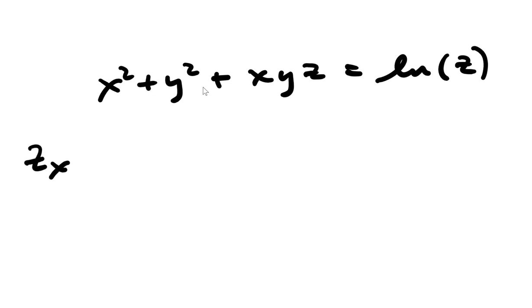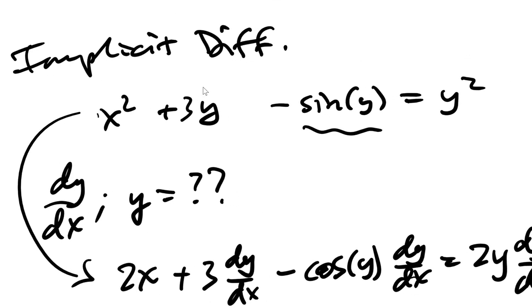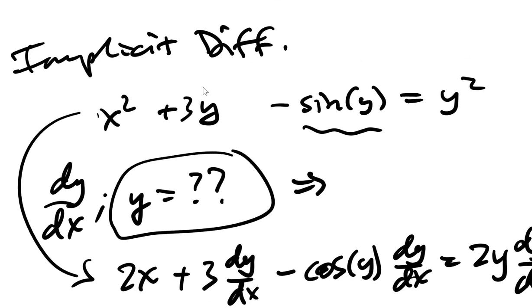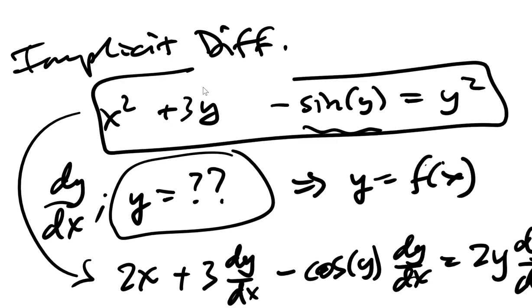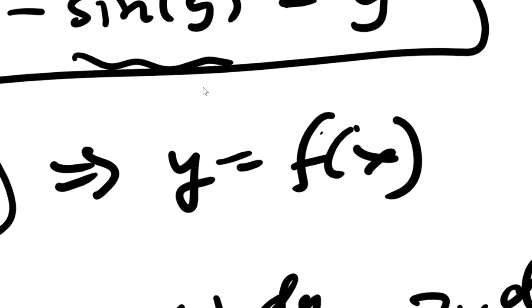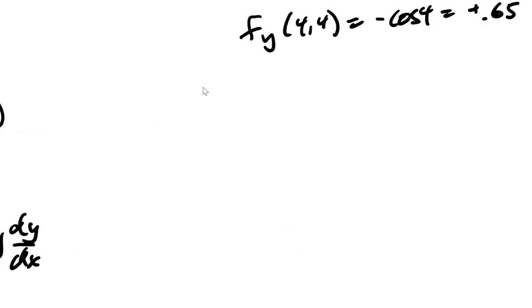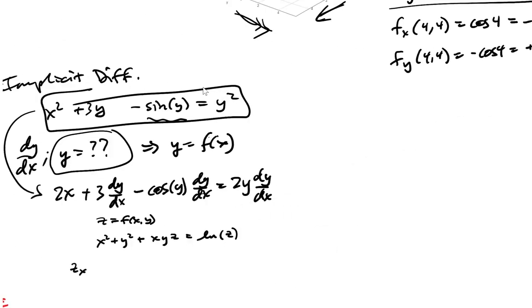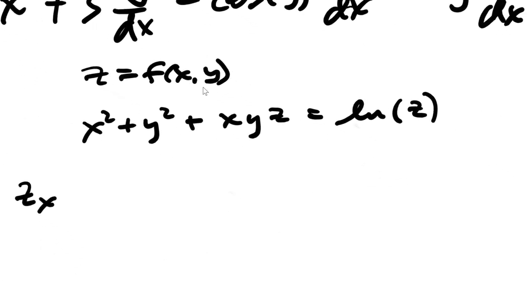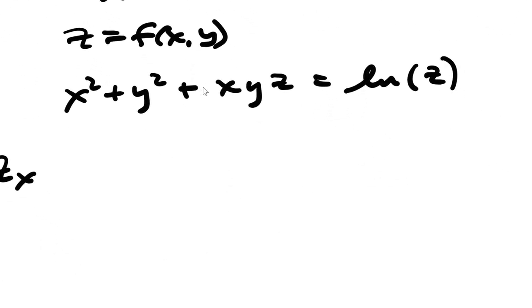z sub x, it's implied that z is a function of x and y. You just can't solve for it. Just like up here, it was implied that y is some function of x, but you just can't solve for it. It's almost impossible to solve for y in that. In fact, it pretty much is. So you can't solve for y in terms of x, and same thing here, you can't solve for z in terms of x and y.